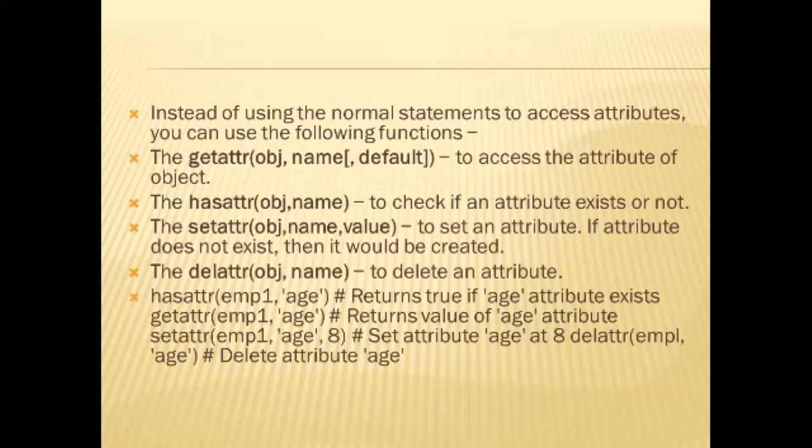In getattr, it will access the attribute of the object. In hasattr, it will check whether the attribute exists or not. In setattr, to set an attribute, if it does not exist, it would be created from the object, name and value. In delattr, it will delete an attribute from the object by name.